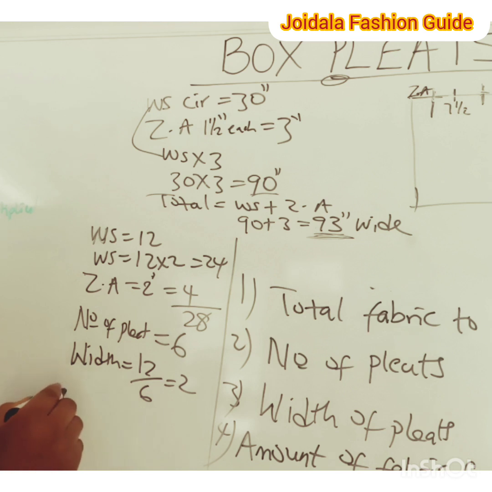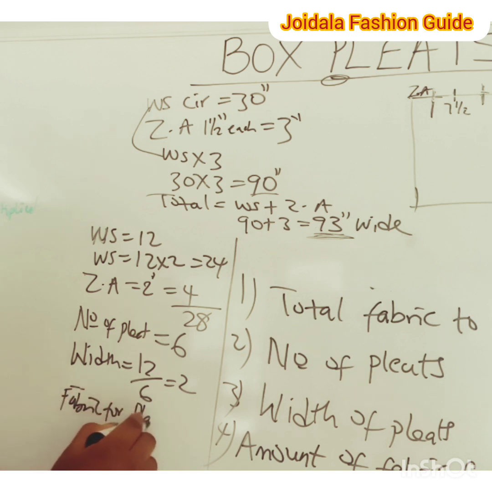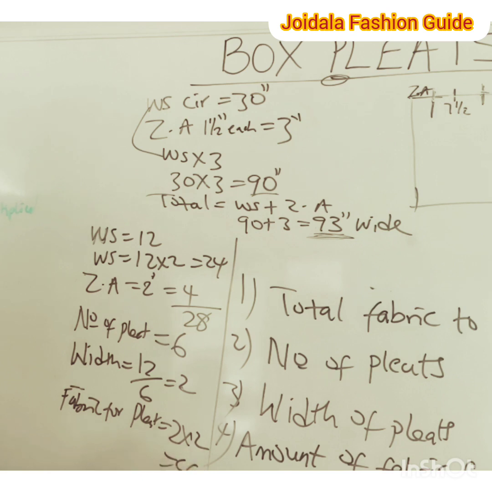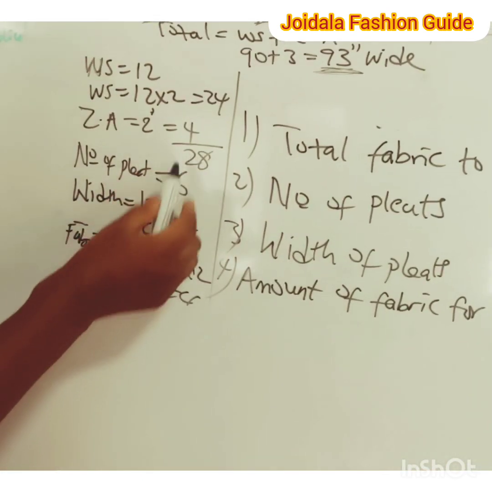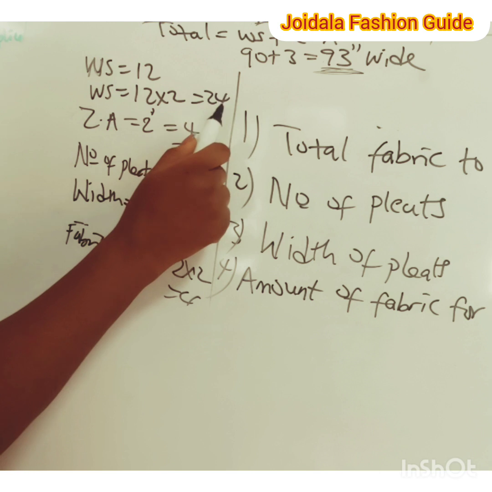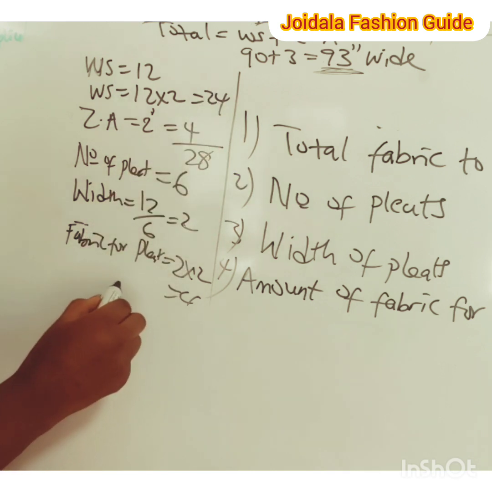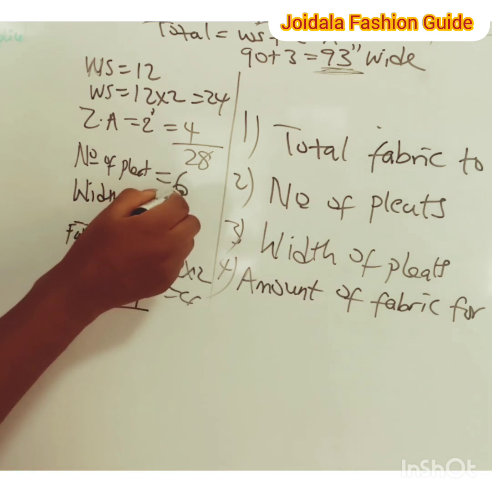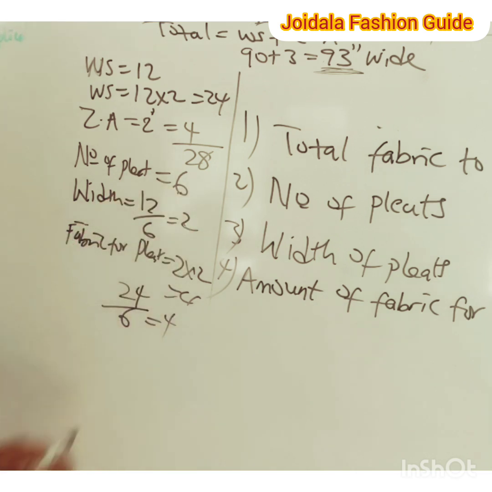And then the total fabric for the pleat will be these 2 multiplied by the number of times you are multiplying the waist, which is 4, or you simply divide 24 by the number of pleats, 6, and then you have 4. So these are the 2 examples I'm going to be showing you on fabric. So let's go to the table.